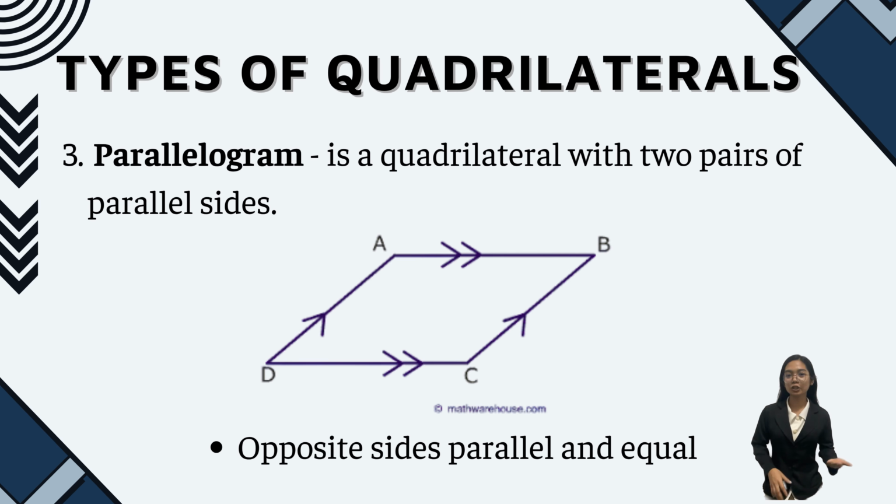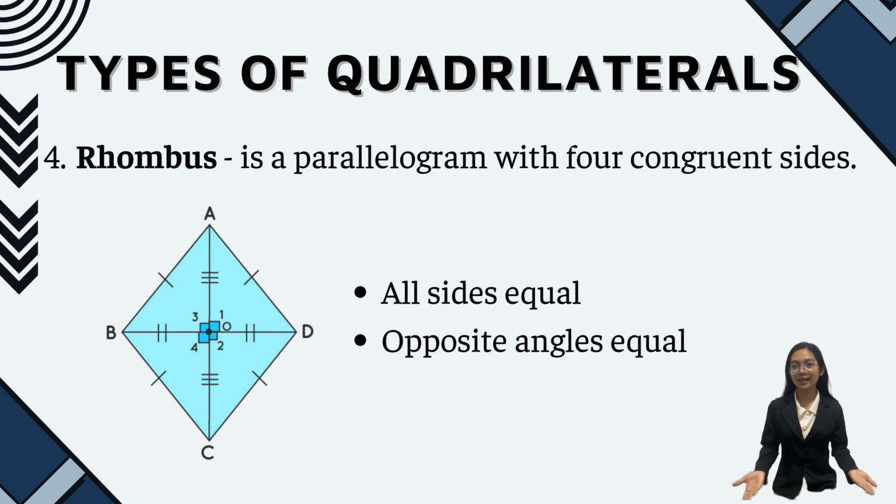Now class, let's talk about parallelogram. Read the definition with me, class. Parallelogram is a quadrilateral with two pairs of parallel sides. So class, look at the shape on the screen. It looks like a slanted rectangle. Its property is opposite sides are parallel and equal. So class, parallel means? Yes, the sides never meet.